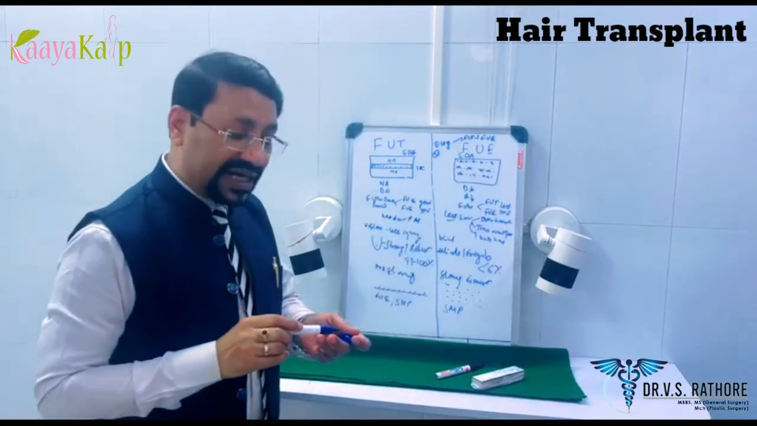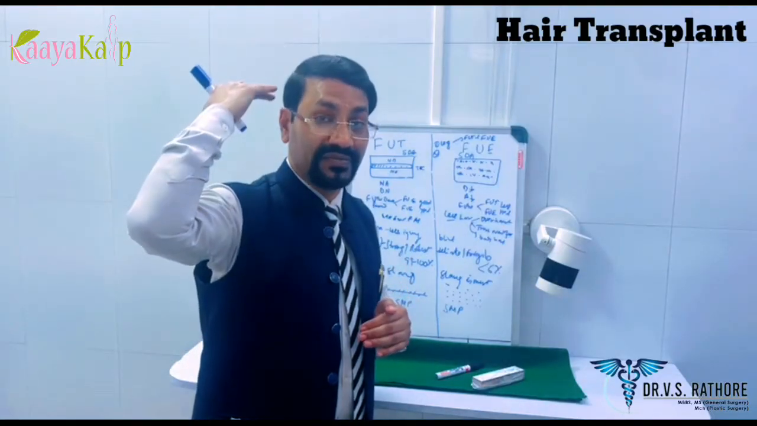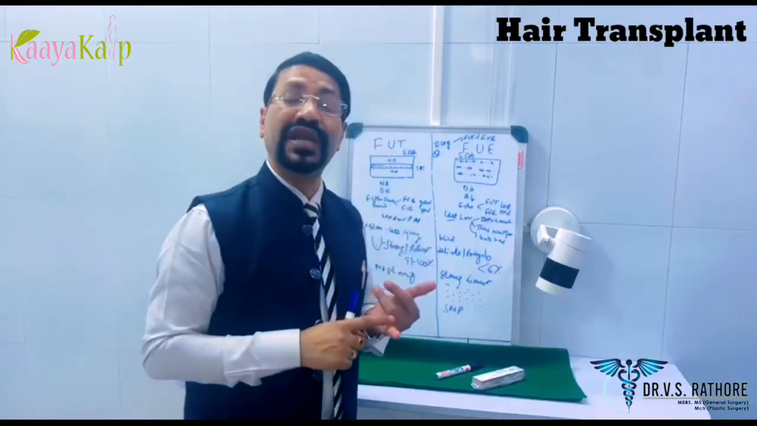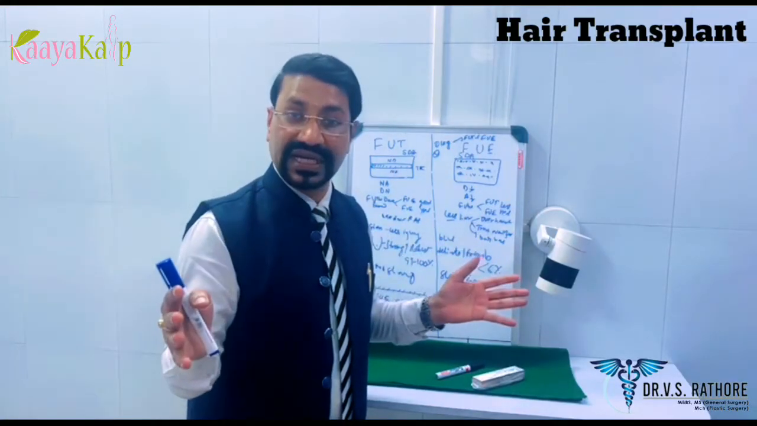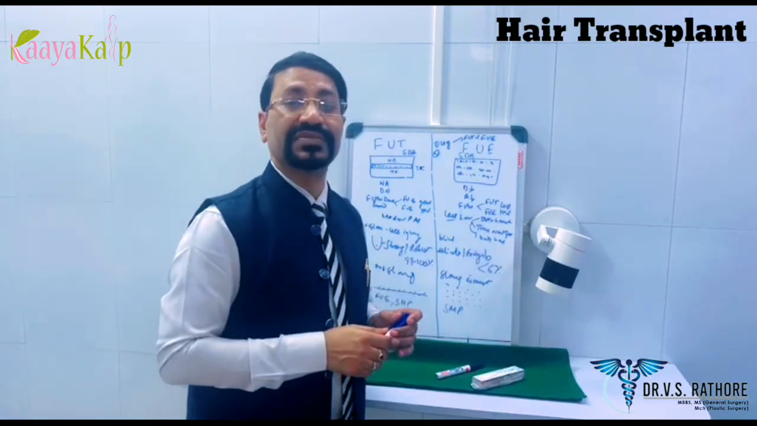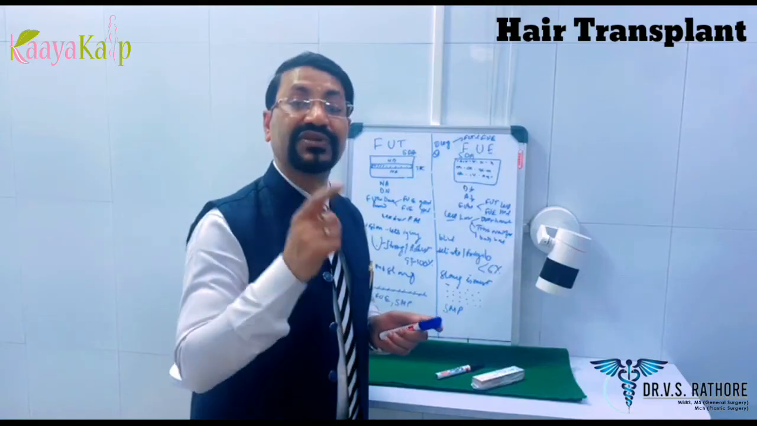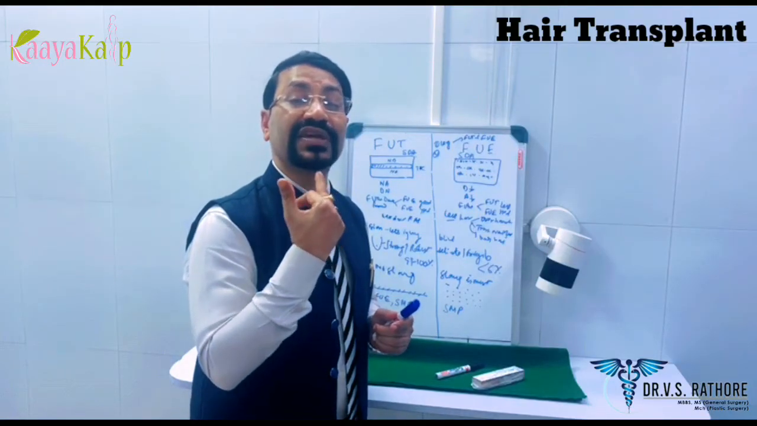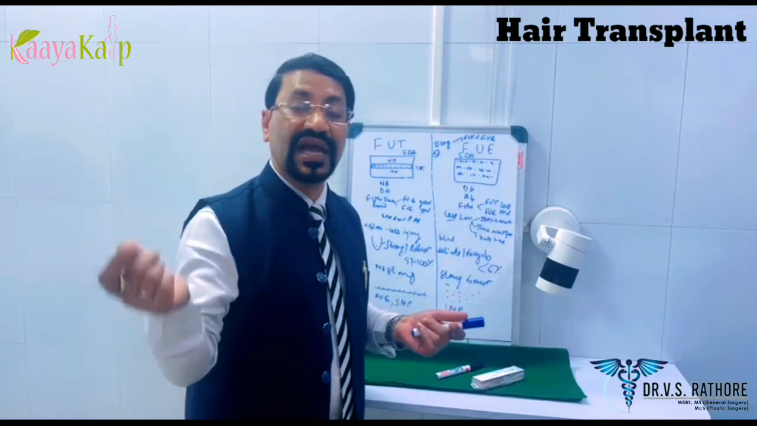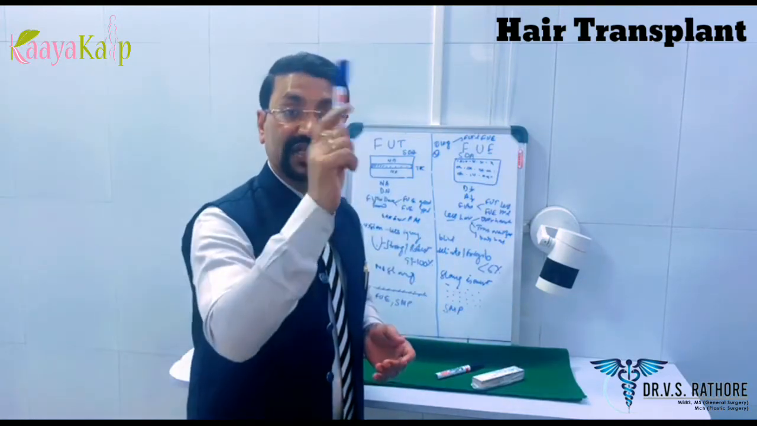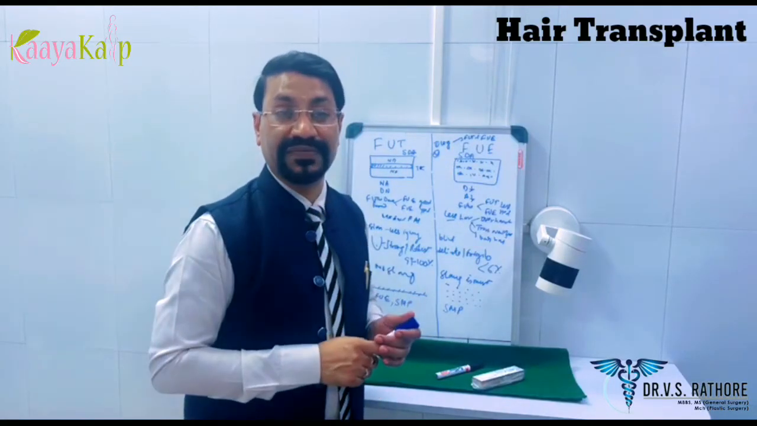The second advantage is that when there is extensive baldness, especially grade 7 baldness, even after doing FUT or FUE or combo, we are not able to cover the entire area. So here comes the advantage of the FUE process. We can harvest body hairs, means we can harvest hairs from the chin, from the chest, from any body parts, and we can transplant those hairs into the scalp. That is the real advantage of FUE.